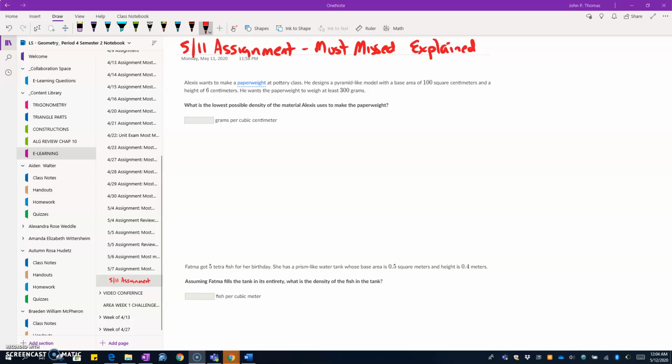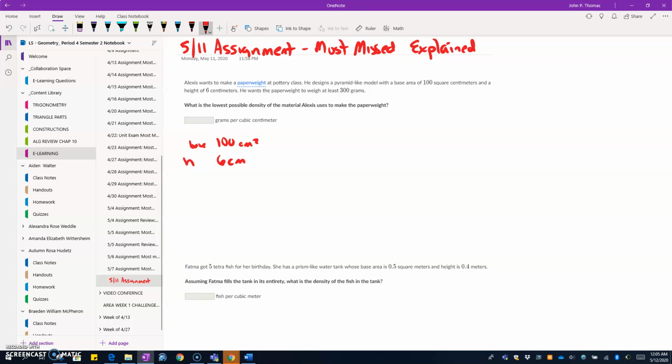So the first problem that we have is someone is making a paperweight at a pottery class. It's a pyramid-like model with a base area. So we have a base of 100 centimeters squared and a height of 6 centimeters. And they want it to be at least 300 grams. And it says, what is the lowest possible density of material that can be used to make the paperweight?